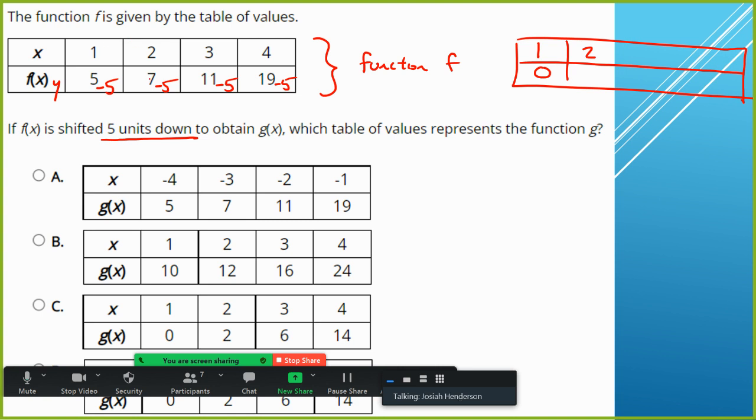2, 7 originally, but we're doing a downward shift of 5. So we do that -5, 7 minus 5 is 2. And then 3, remember x stays the same and we're just applying a -5 to the y number. So 11 minus 5 gives us 6. And then 4, 19 is going to transform to 4 comma, 19 minus 5 is 14.